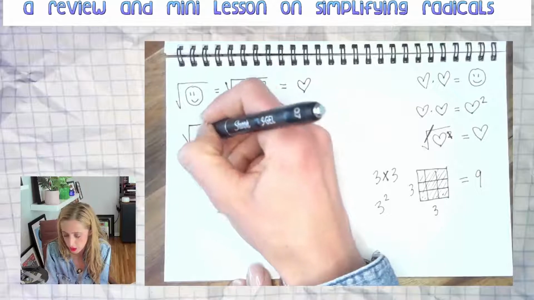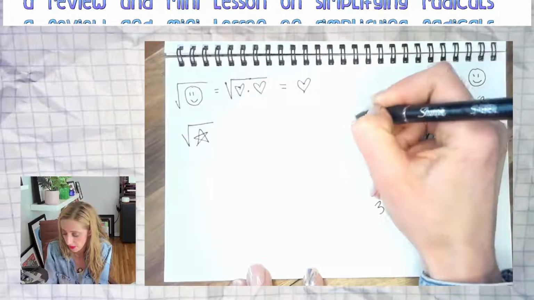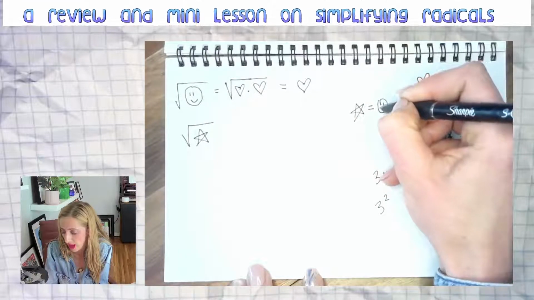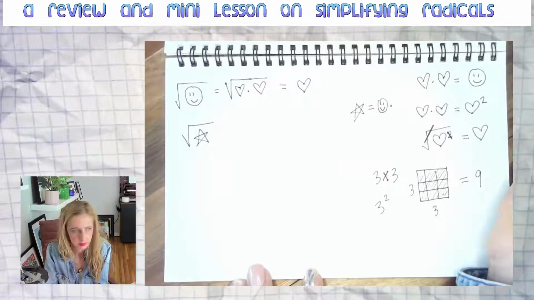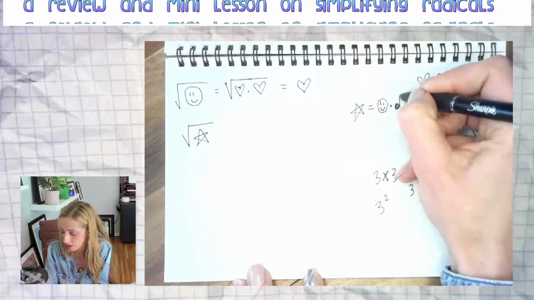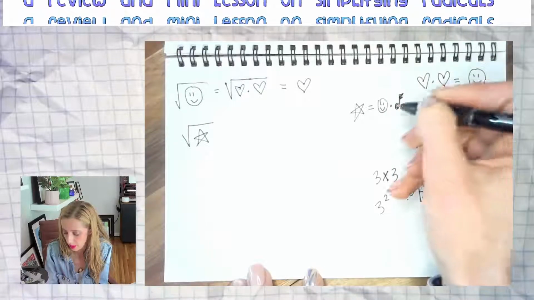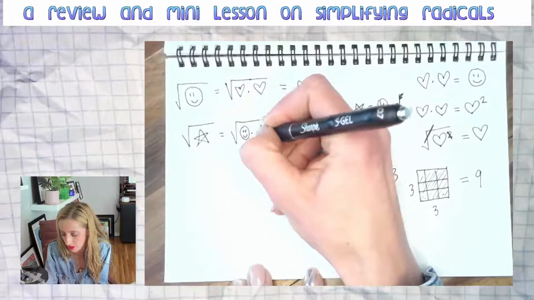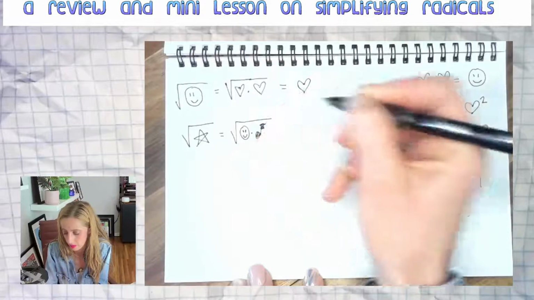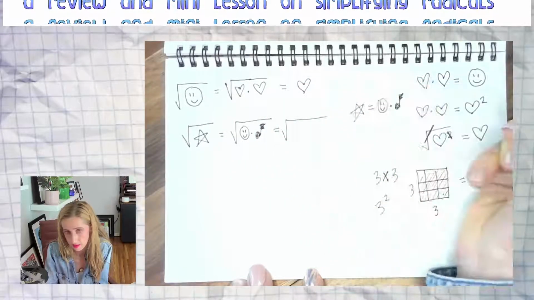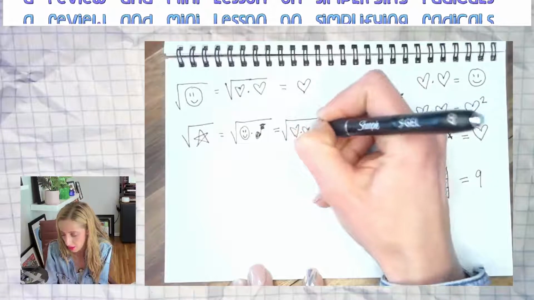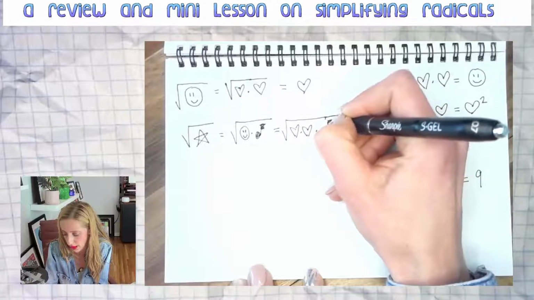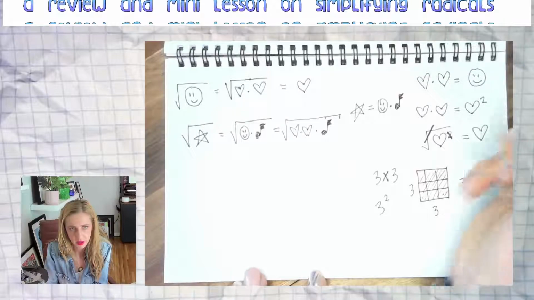Keep in mind, what if we do something like square root of star? And what if I told you that star is equal to smiley face times music note? So that means star is smiley face times music note. But smiley face, well, that was heart times heart, times music note. We still have to keep that square root over the whole thing, got to keep the roof over the right head, times music note, okay?